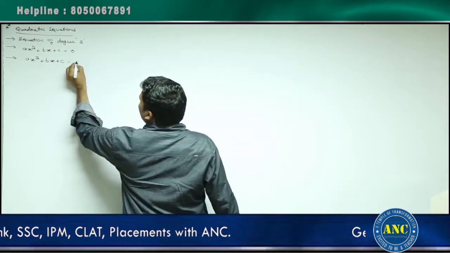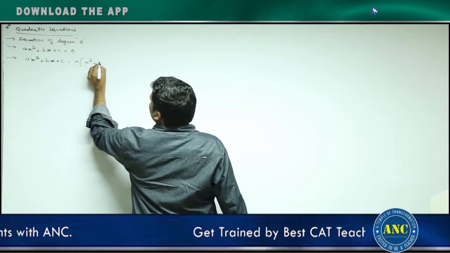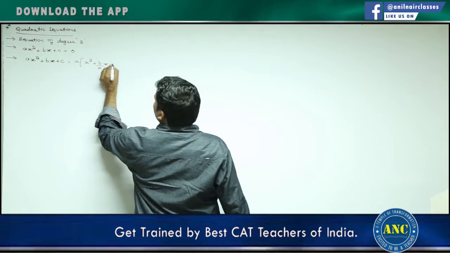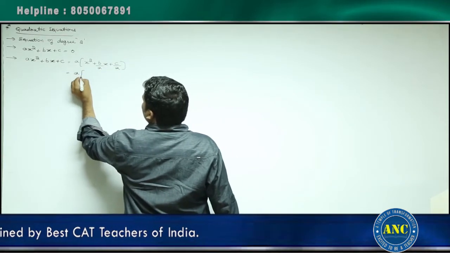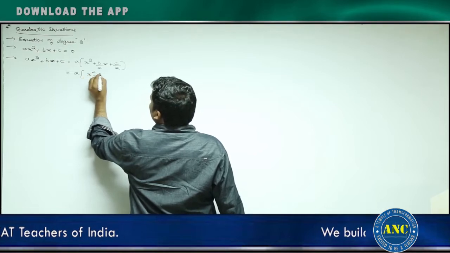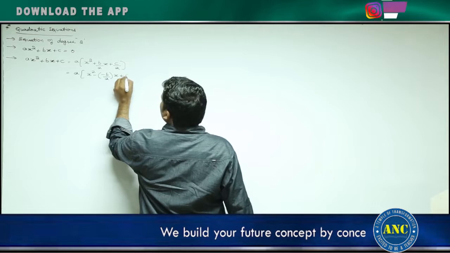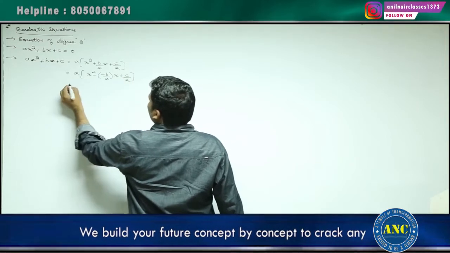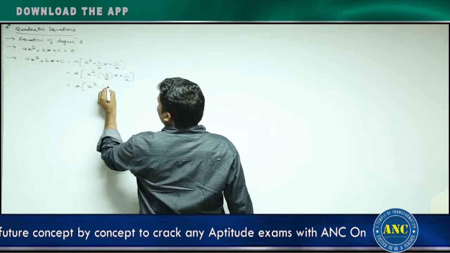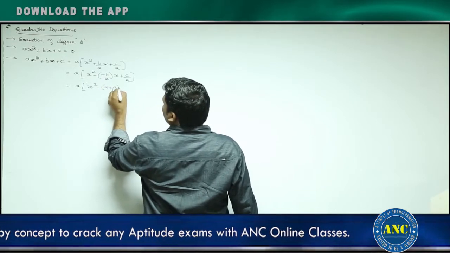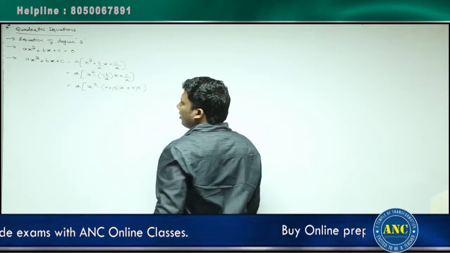So ax square plus bx plus c, I can write as a into x square plus b by a x plus c by a. So this will be a into x square minus of minus b by a x plus c by a. Minus b by a is nothing but the sum of the roots. c by a is nothing but the product of the roots.